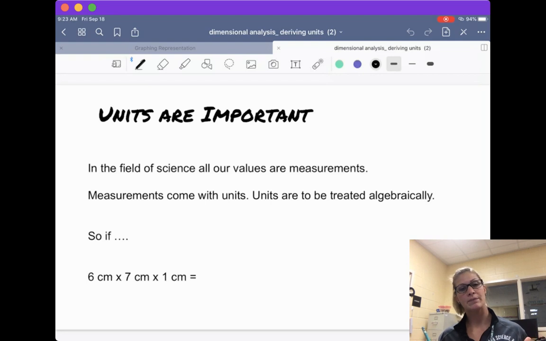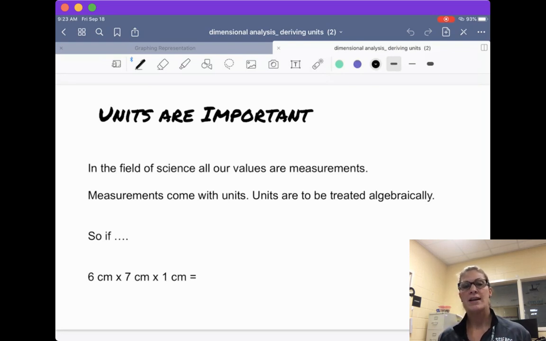Think of a ruler, okay? Think of a graduated cylinder. So we always have to include units. So we have to understand mathematically how those units are represented and how they follow algebraic expressions, okay? So for example, on this slide here, we can see that we are taking a measurement of 6 centimeters, a measurement of 7 centimeters, and a measurement of 1 centimeter.